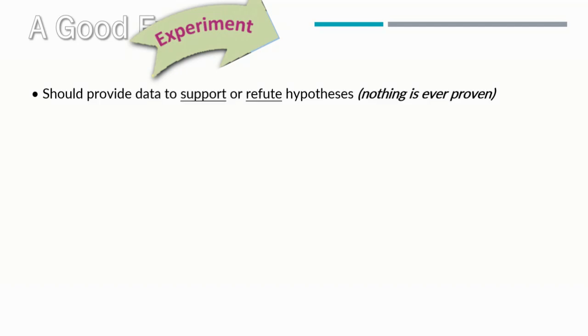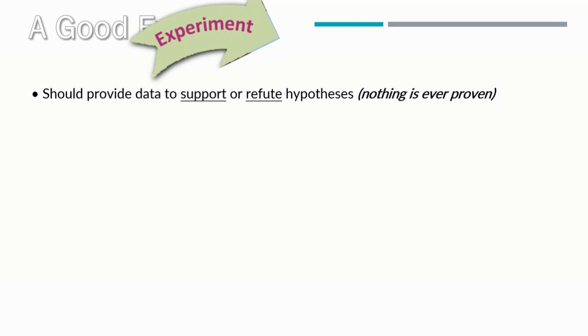So diving into what makes a good experiment. First things first, a good experiment should provide data to support or refute hypotheses. Just as another reminder, we never prove anything in science. We can disprove things, but we work to provide support for theories and hypotheses. That is the purpose of an experiment. So remembering the purpose is the first step in designing a good experiment.